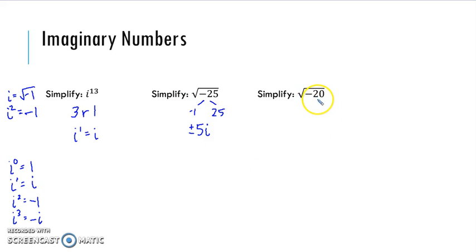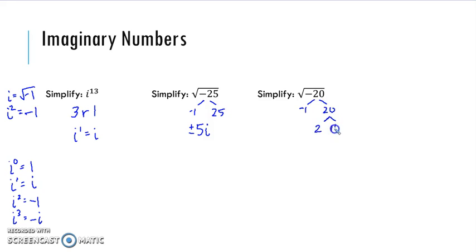The square root of -20. Same thing, I've got -1 times 20. That -1 is going to let me put an i on the outside. But 20 is not a perfect square. I cannot take the square root of 20 and get an integer.